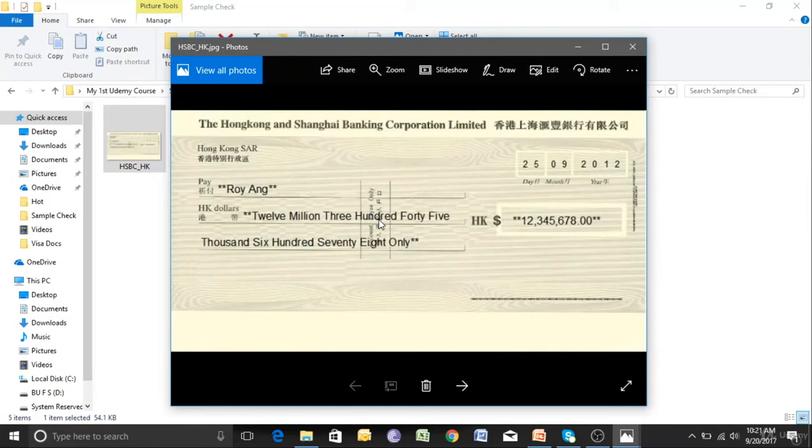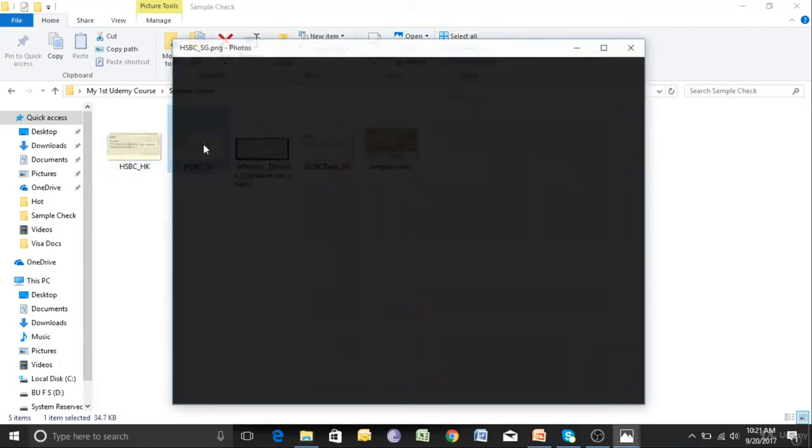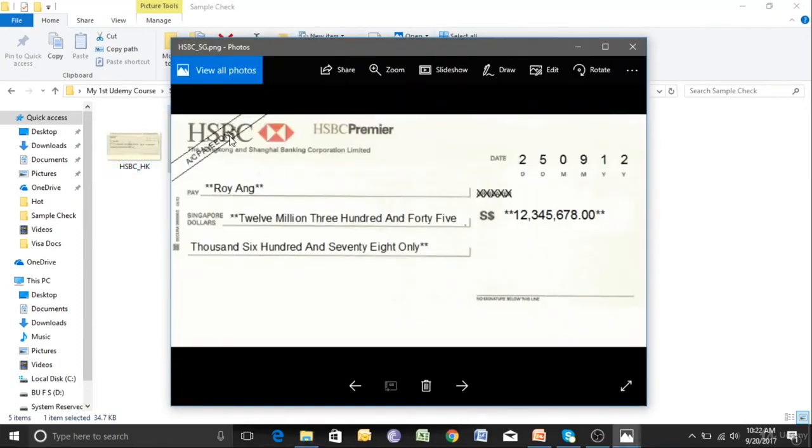So if you receive a cross check, you don't pay the customer. You tell him we will deposit it into your account. That is a universal rule. I will show you another example of a cross check. Here you see these two parallel lines which say account payee only. That means this check has to go to the account. It will be deposited into Mr. Roy Ang's account. This is for sample purposes, by the way. It will be deposited into his account.